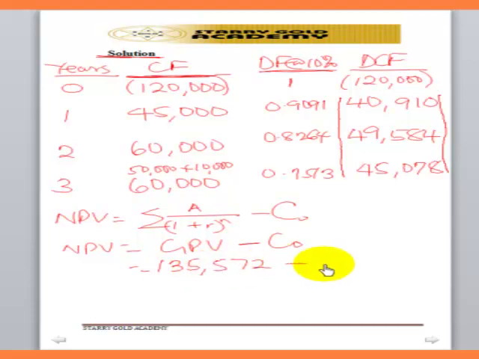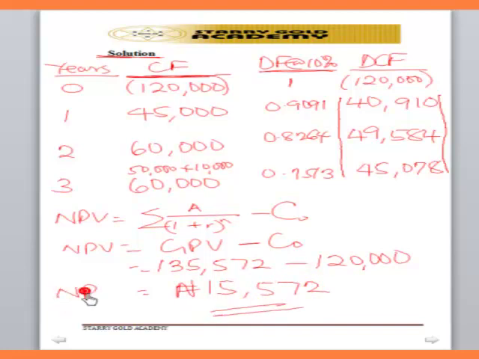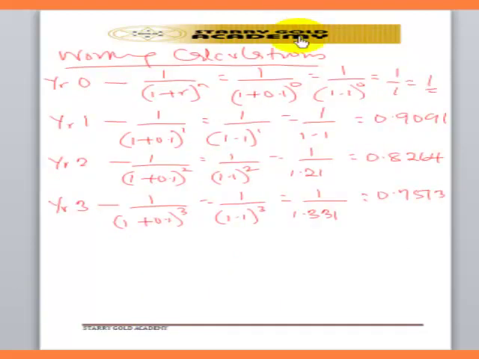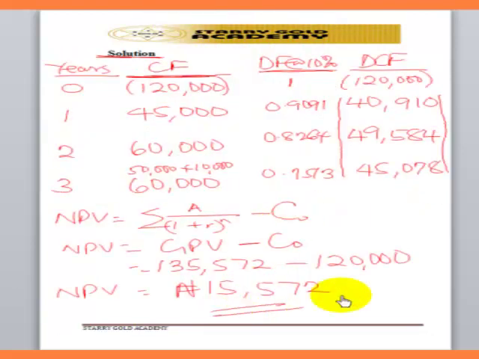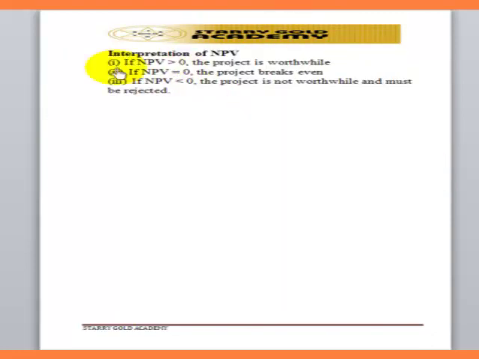135,572 minus initial capital outlay, which is 120,000 naira. So we have 135,572 minus 120,000. This is equals to 15,572 naira. So the value we have gotten for NPV is actually positive, and it is 15,572 naira. Then let's look at how to interpret the result we have obtained using the net present value.